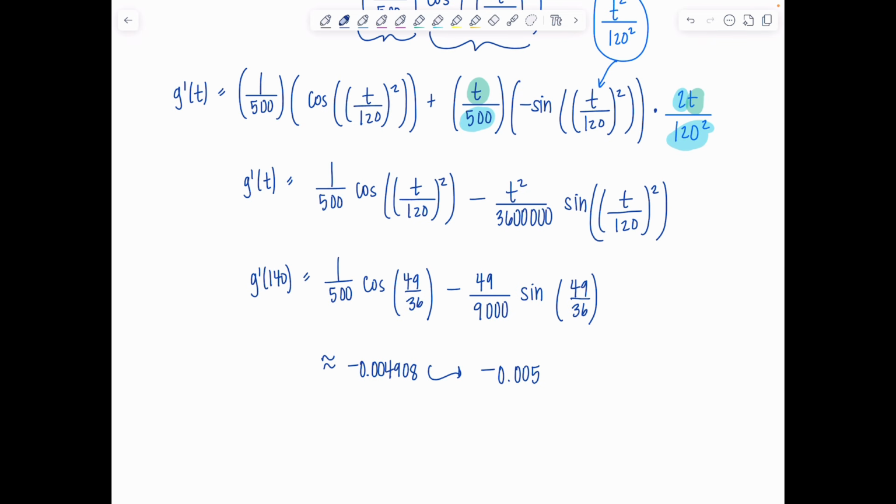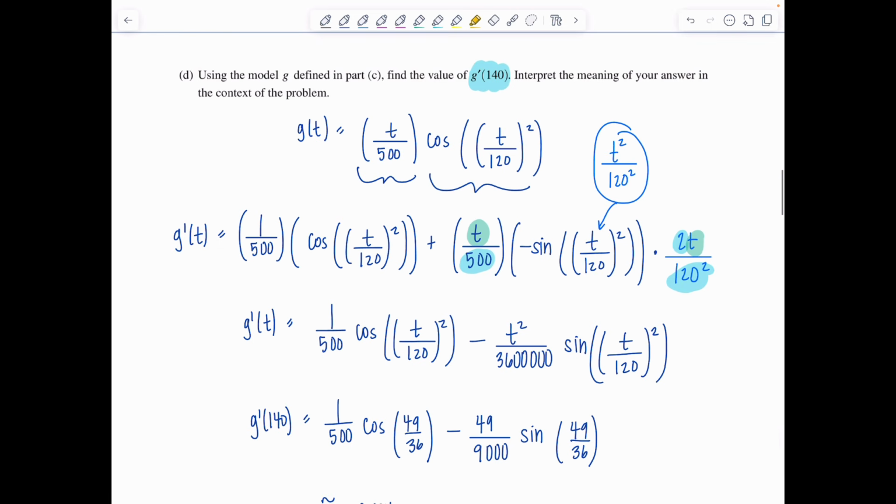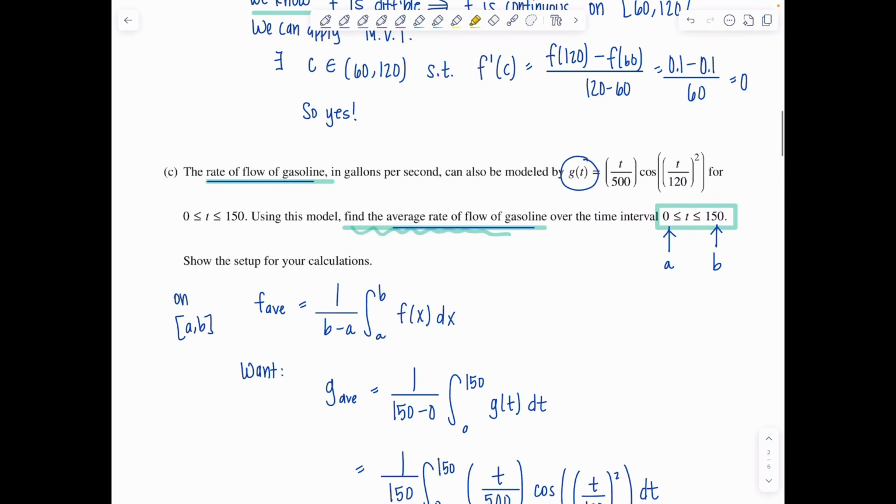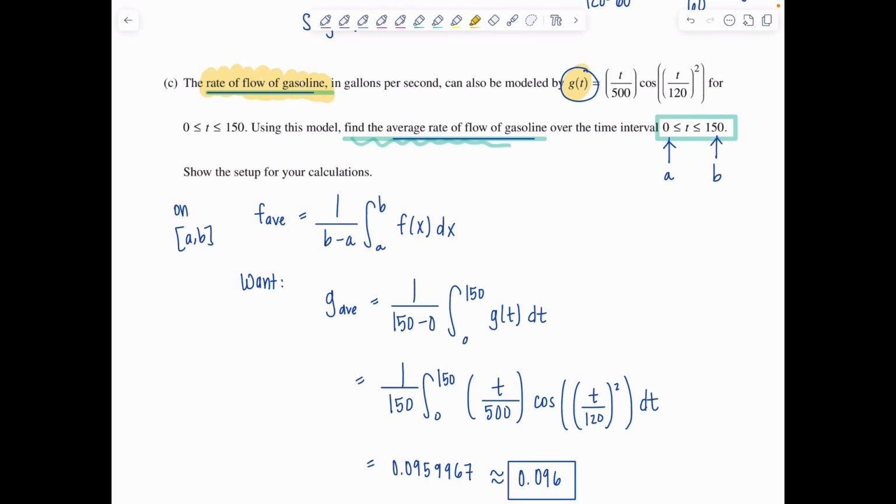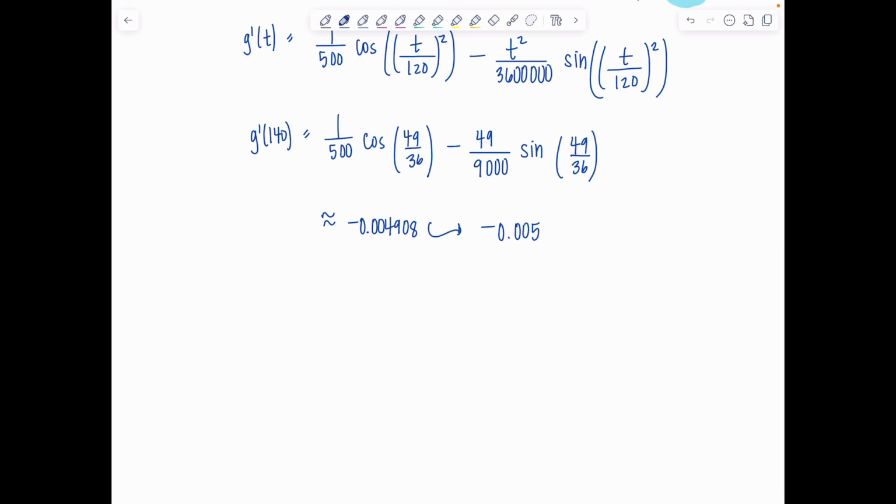Okay, whew. Now look what they asked for. Interpret the meaning of your answer in the context of the problem. So let's go back. What was G of T? Do you remember? G of T was the rate of flow of gasoline. So if I just took the derivative of the rate of flow of gasoline, that's telling me the rate of change of the rate of flow of gasoline. Always match up derivative, rate of change of the function. So rate of change of rate of flow of gasoline. I know, it's a mouthful. So basically, the fact that this is negative tells me that the rate of change of the rate at which gasoline is flowing into the tank is decreasing because it's negative.